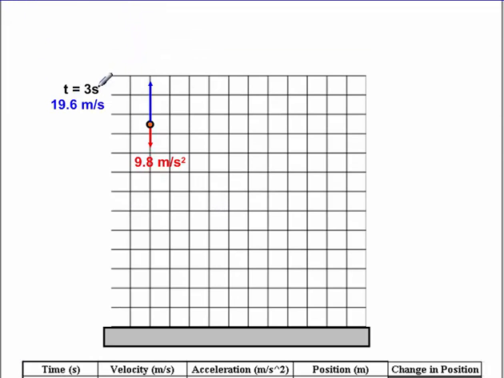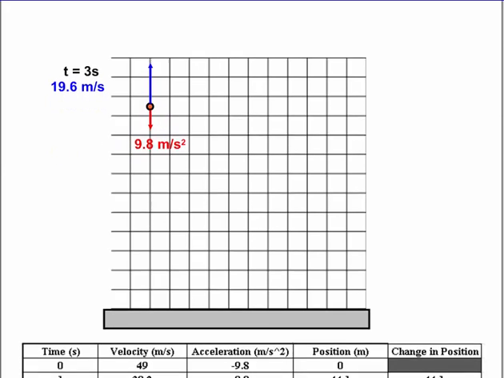Let's go to another time interval. T is equal to 3 seconds. Again, my velocity is decreased by 9.8, so my position will be here. My acceleration, again, is still going to be the same. We'll come down here and look at the table.